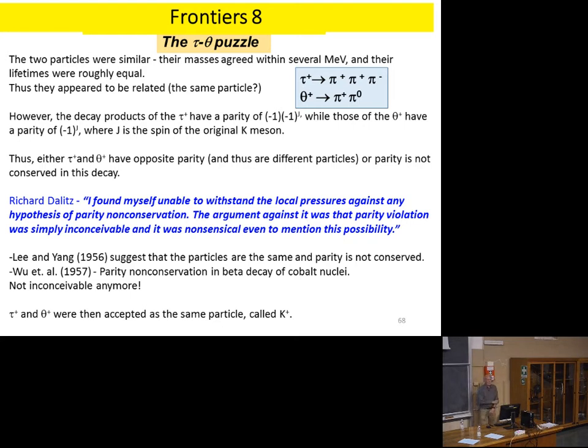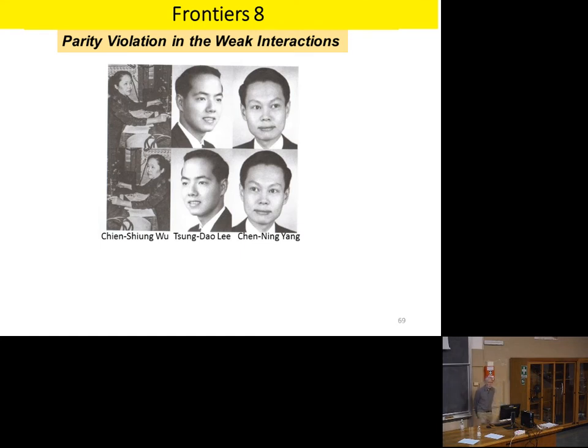So the tau and theta were then accepted as the same particle, and it's just called the K plus. So we have one particle. When you look at the tables, it's called a K plus, but it has this history that because it has these two different decay modes, people were stimulated to question whether parity is conserved in the weak interaction. So this little cartoon is a picture of what we're talking about. This is Madame Wu and T.D. Li and C.N. Yang when they were a little younger than today.